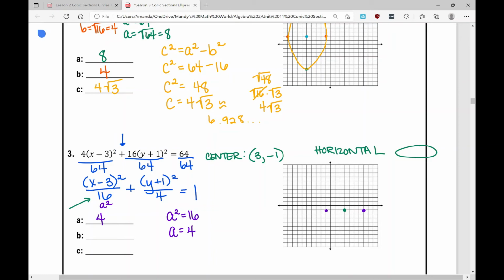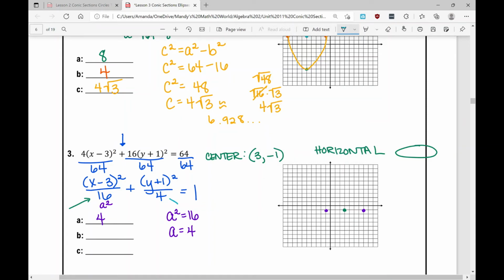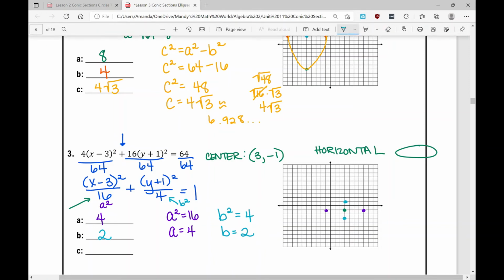Now let's find where our co-vertices are. Let me get a different color here. I know if that's a squared over there, this right here is b squared. So b squared is always the smaller number when you're looking at ellipses. It's always the smaller number. It's from the center to that co-vertex on your minor axis. If b squared is 4, then b is 2, which means from the center, I'm going to go up 2 units and down 2 units. And now I've graphed this ellipse, which looks like this.